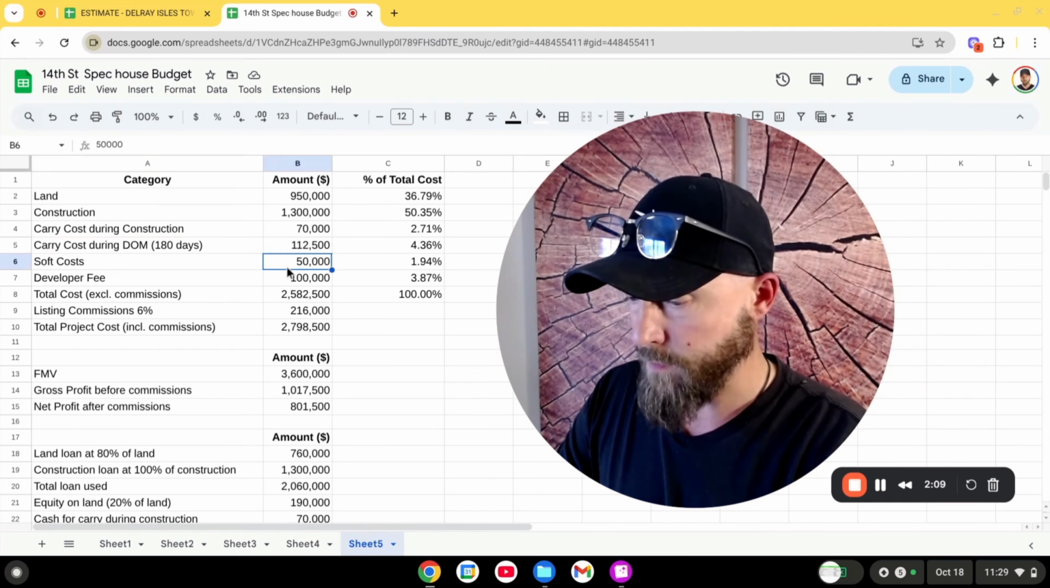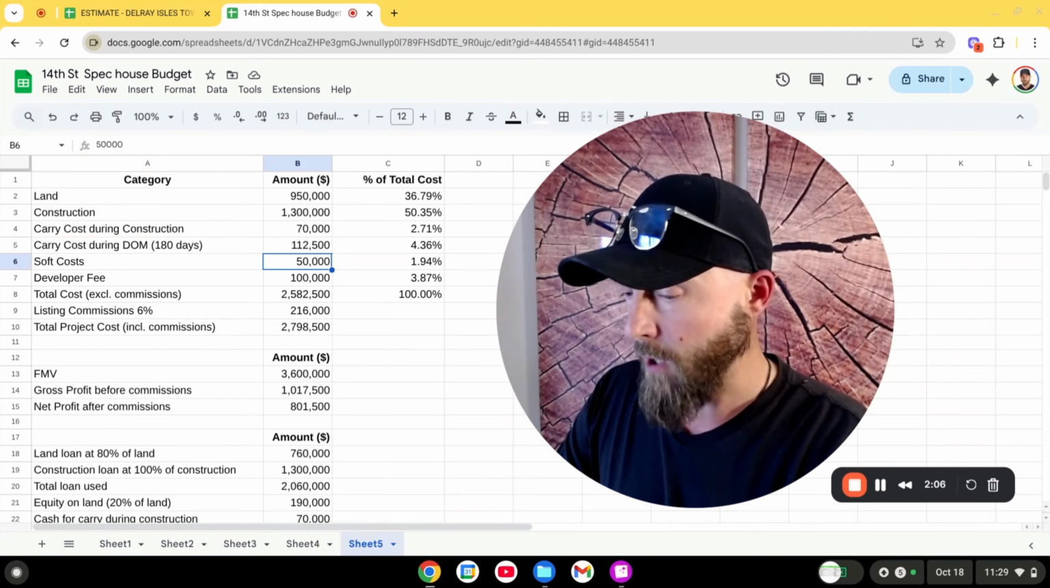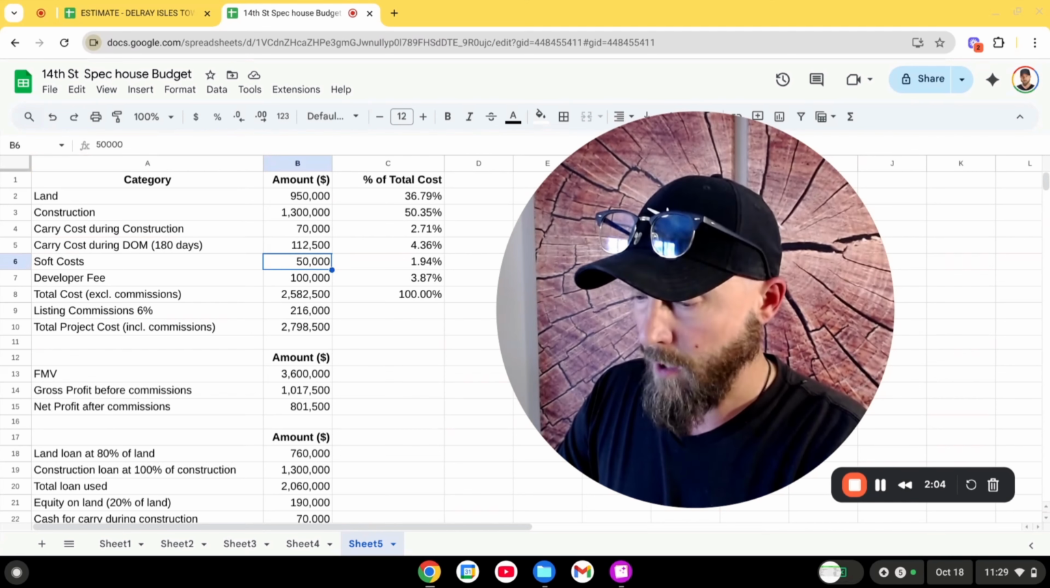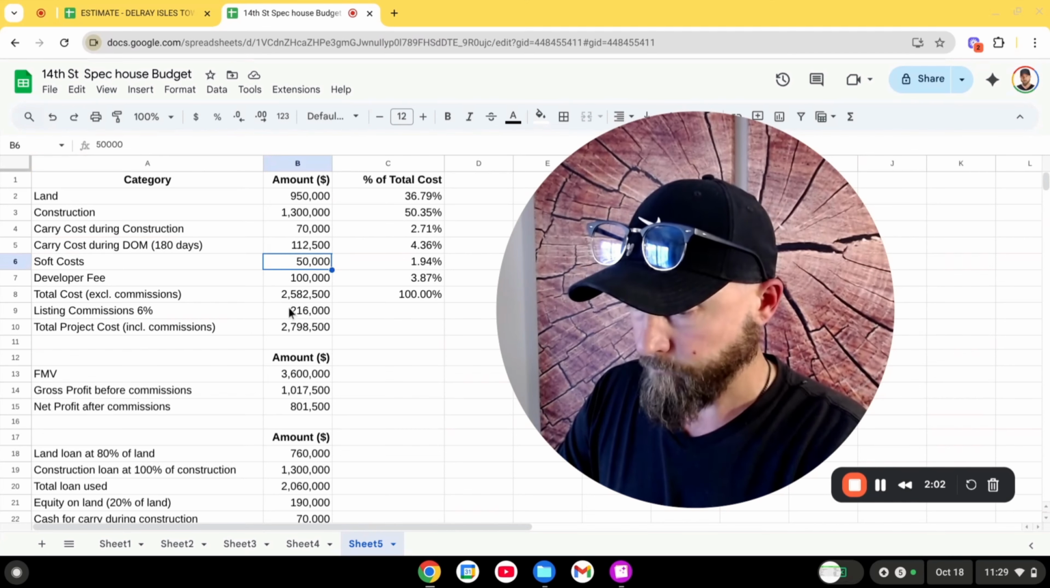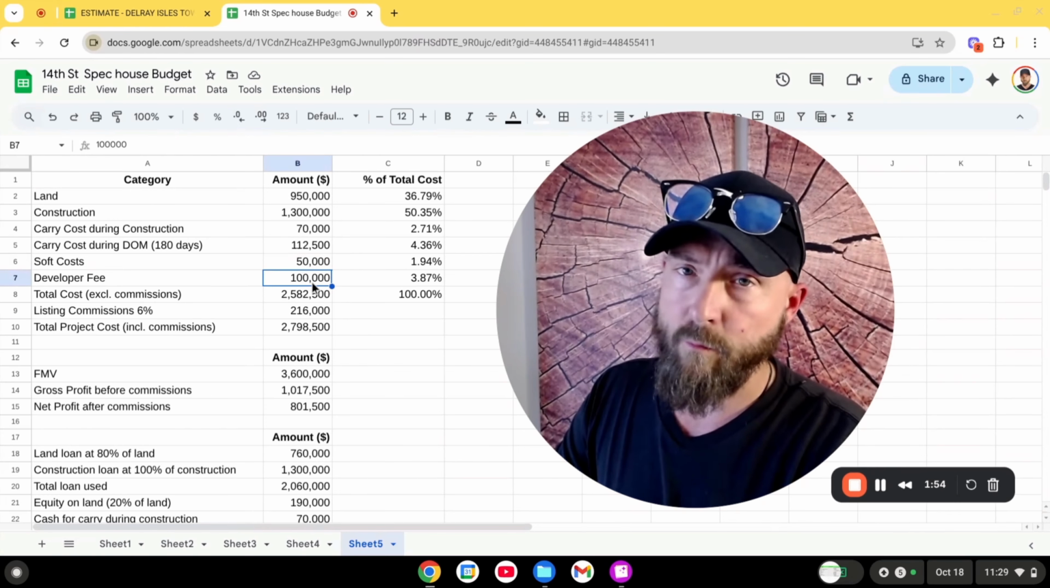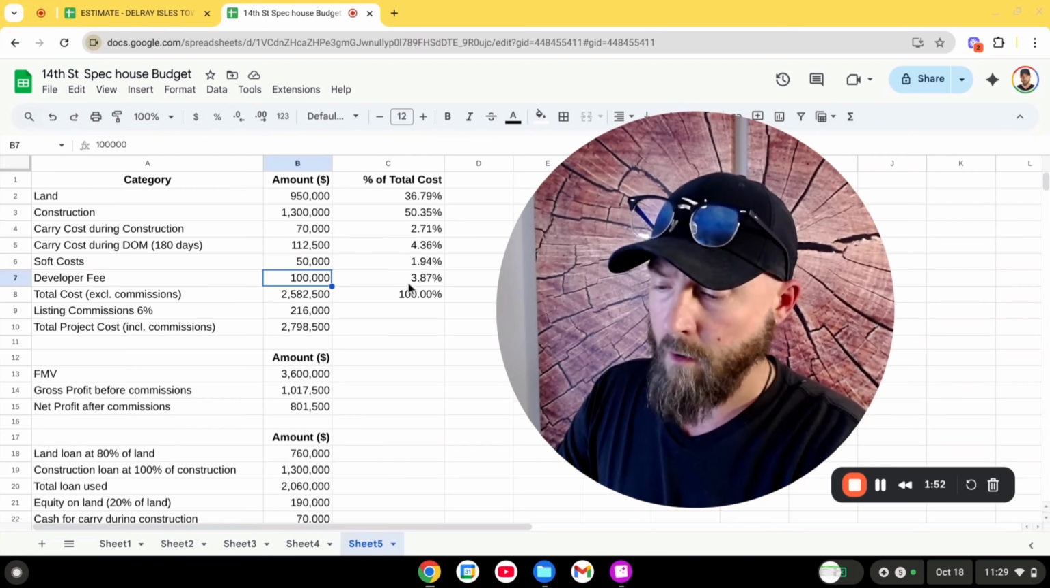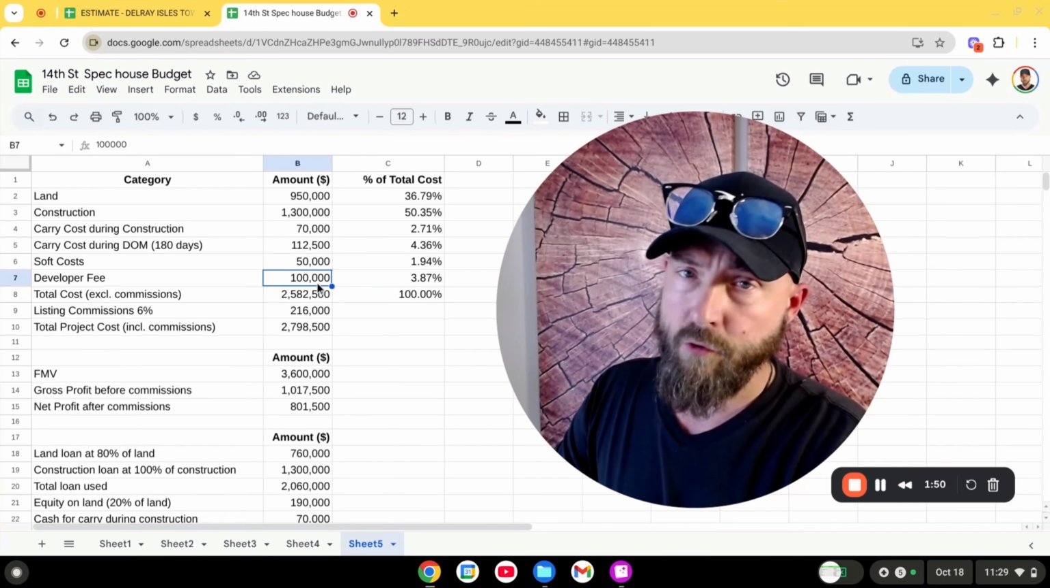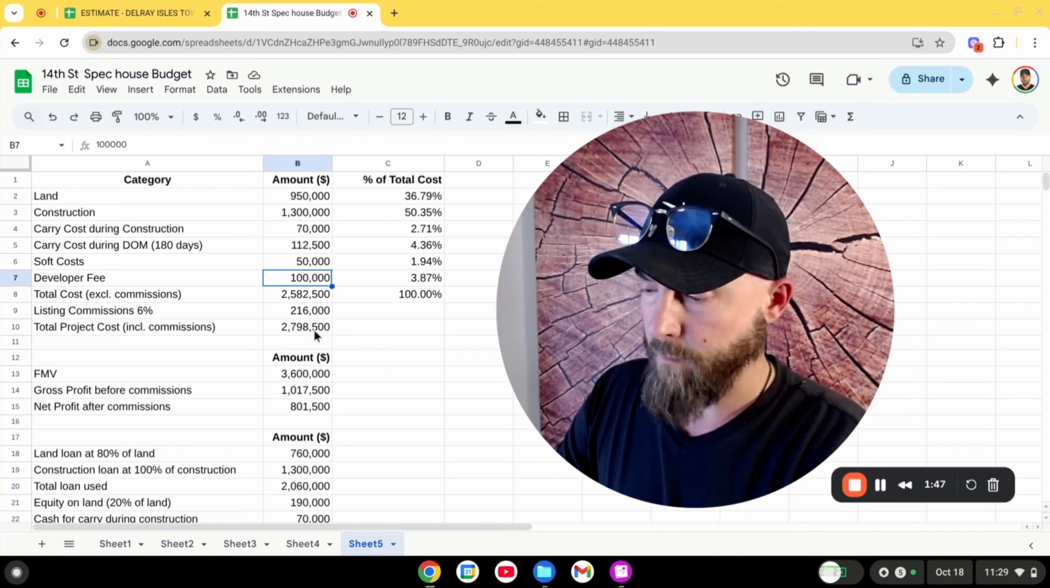Soft cost, this is my plans, my architectural, and my permitting fees. Drawings are about 25 and permits are about 25. Developer fee, this is right around 4%, as you can see here. This is what I pay myself during the project for a management fee.